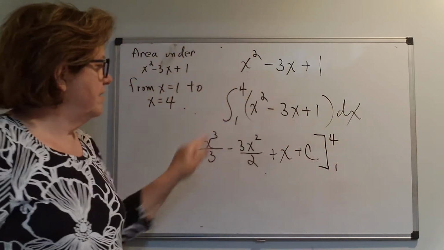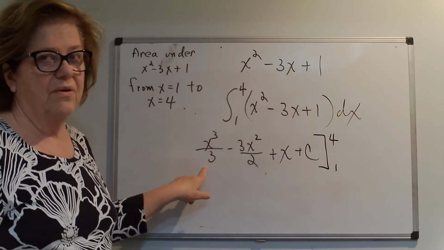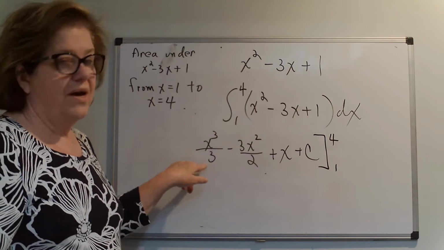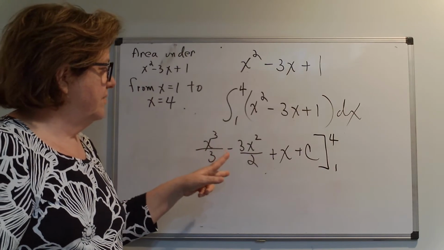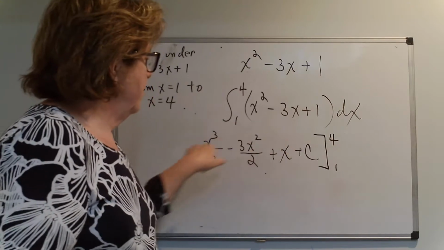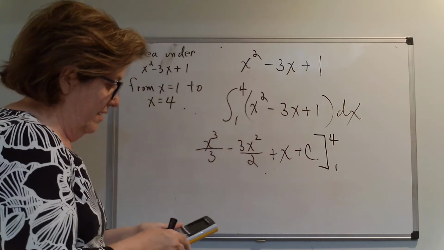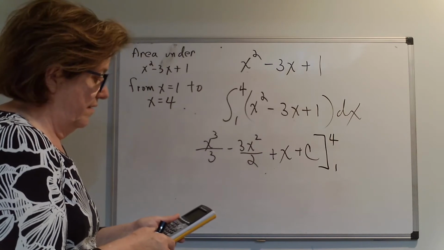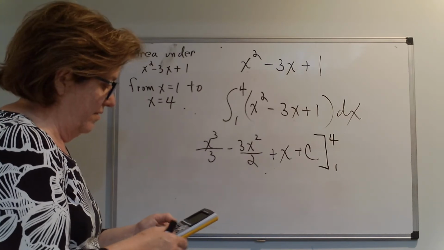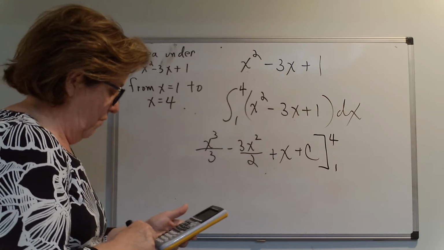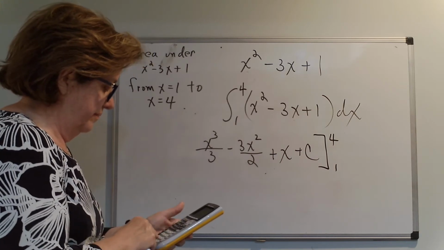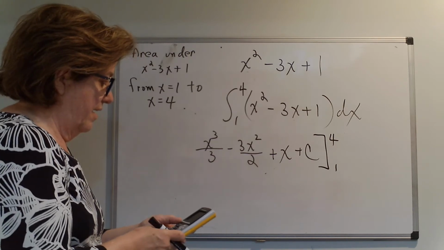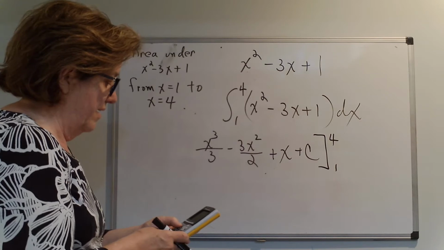We're going to evaluate it at 4. This is just what we did before. Evaluate it at 4. Evaluate it at 1 and take the difference. So I'm going to put a 4 into this. I'm going to use my calculator. And I'm going to put a 4 into this and a 1 into it, and I'm going to see what I get.